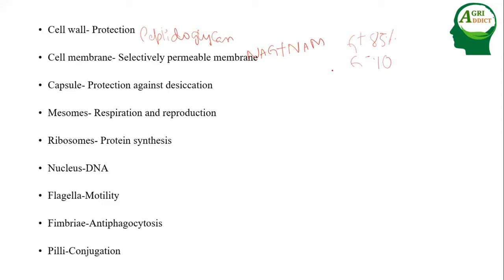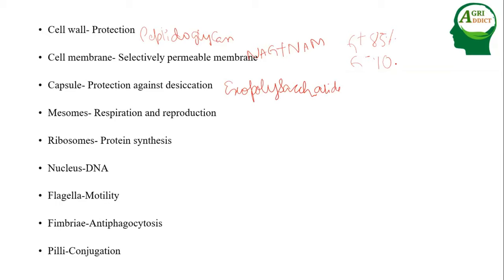Whereas cell membrane is a selectively permeable membrane which don't allow the toxins to enter into bacteria. Whereas the capsule protects the bacteria against desiccation. And in case of Ralstonia and Erwinia, this capsule is very much required for virulence. It is actually a exopolysaccharide. It is a slimy exopolysaccharide. If a bacteria is not having the cell wall, we call it as protoplast. And if the bacteria has a damaged cell wall, we call it as a spheroplast.